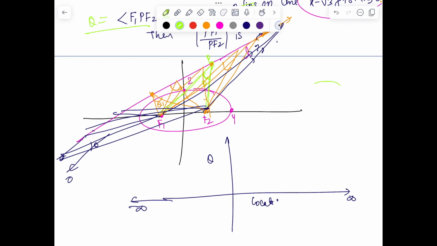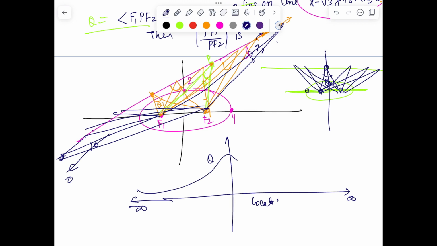Now is it symmetric? No, because if the line L had been parallel to the major axis of the ellipse, then clearly for this point we would have got some maximum value theta max, and as point P moves, the angle continuously decreases, and the situation is completely symmetric about the origin, right? So something like this graph will come.